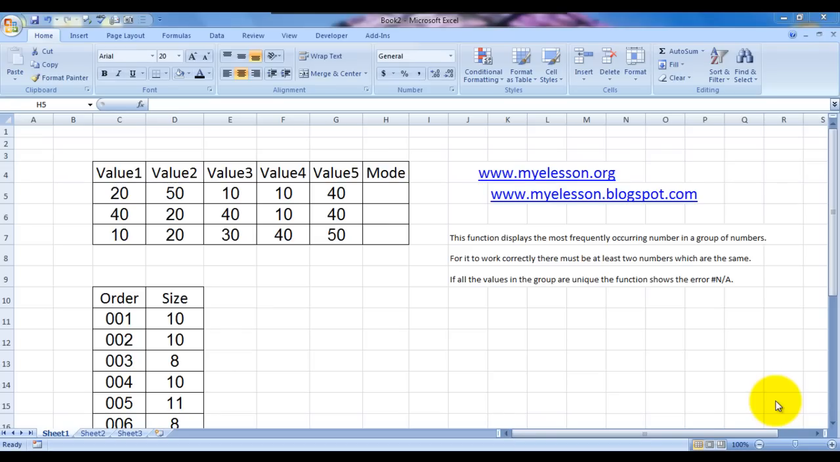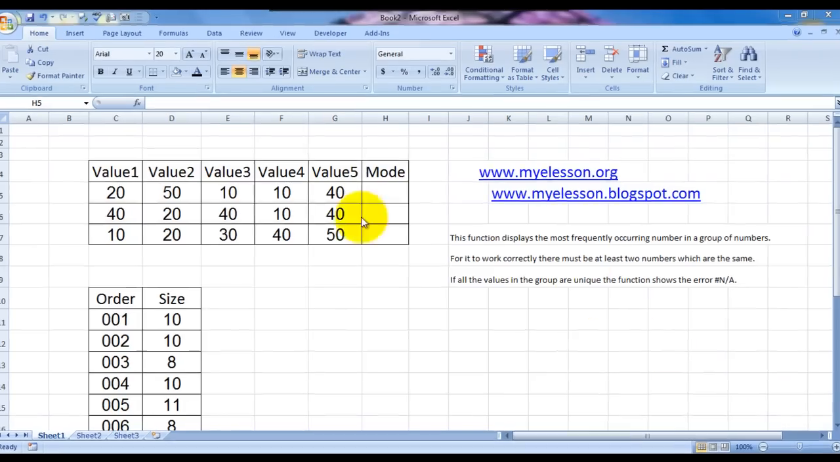Today I'm going to teach you how to find a mode in Excel. Now mode is a statistical figure. What does it do? It finds the most frequently occurring number in a group of numbers. For it to work correctly, there must be at least two numbers which are the same. If all the values in a series are the same or unique, then this function would show an error.